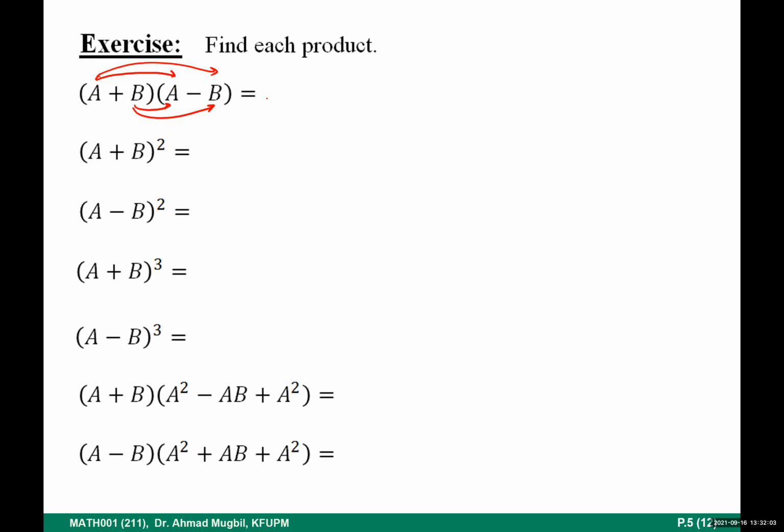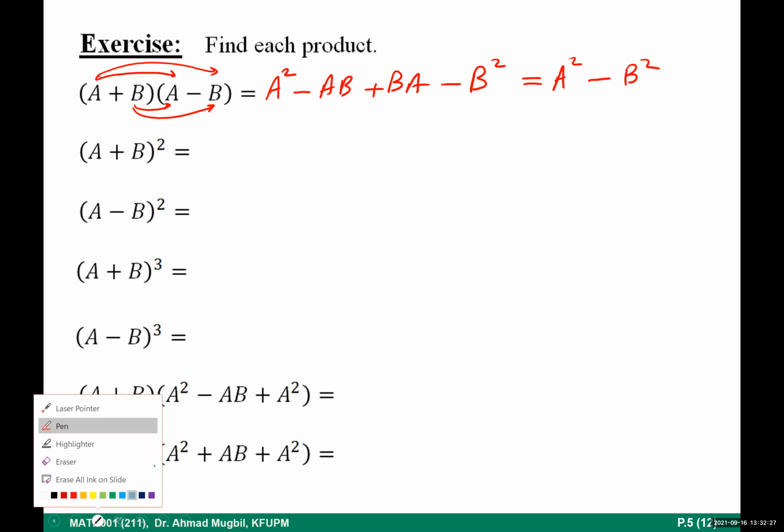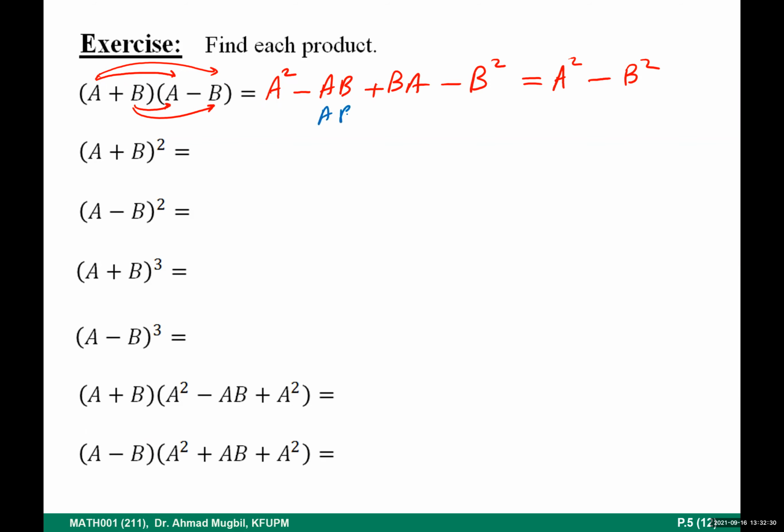So now we'll multiply a by a. It will be a squared, positive by negative is negative ab, plus positive by positive ba, minus b, positive by negative is negative b squared. Now this is a squared minus b squared. Why? Because multiplication is commutative, so this is negative ab plus ab, so they will be cancelled. And this is why this equals a squared minus b squared.